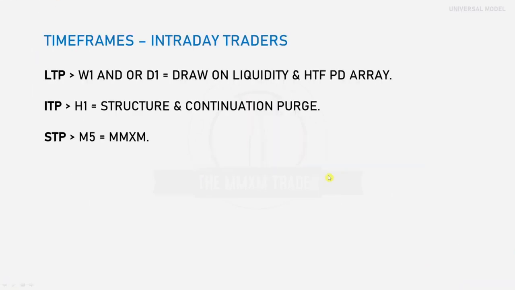Next up, we're going to be talking about intraday traders. So now our long-term perspective will be the weekly or the daily chart for our draw on liquidity and higher time frame PD arrays. Our intermediate term perspective will be 1 hour structure and then continuation purges, and our short-term perspective is going to be on the 5-minute time frame where we look for our market maker models and entry execution.